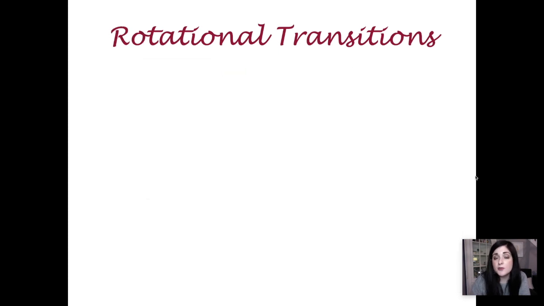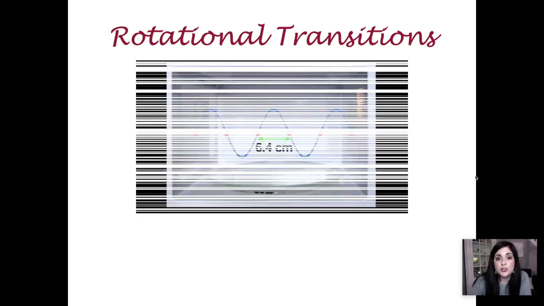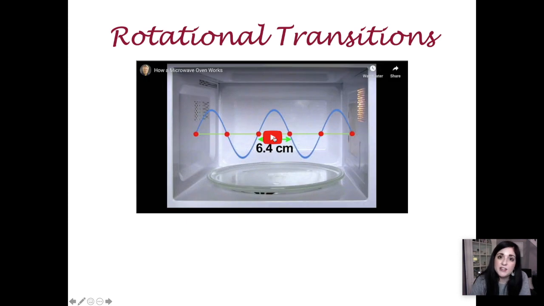The last type of transition is a rotational transition, and you're probably very familiar with this if you use a microwave, because this is what happens in microwaves. So again, I'm going to show you a video. This video shows you what happens when a molecule is undergoing a rotational transition.